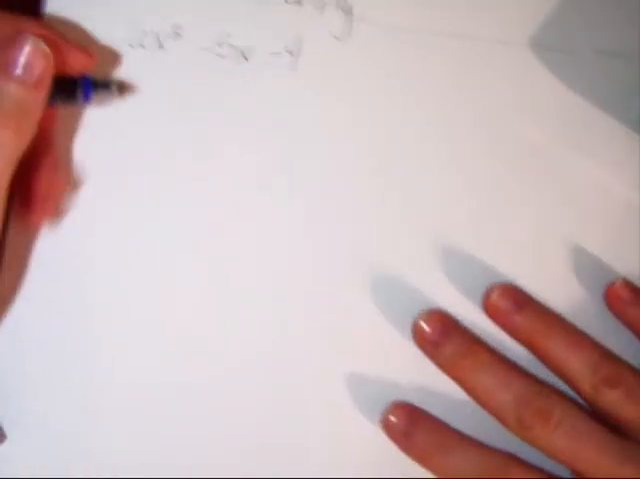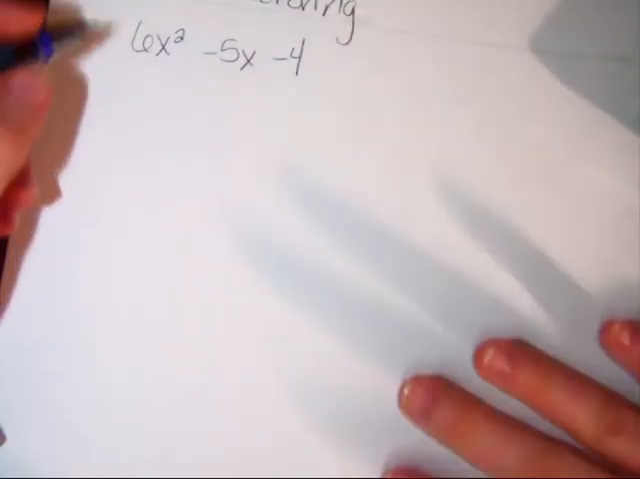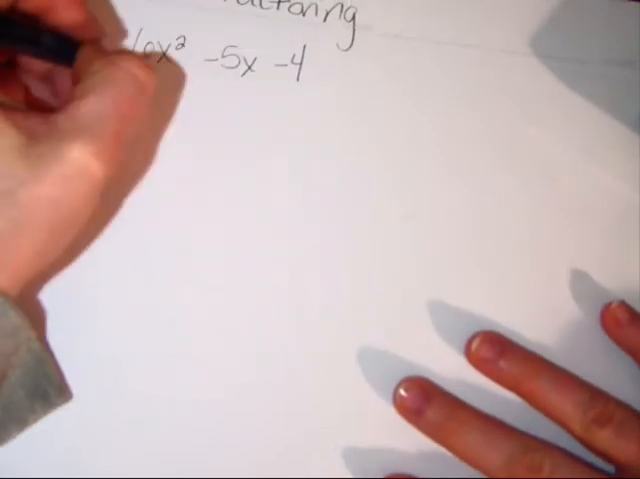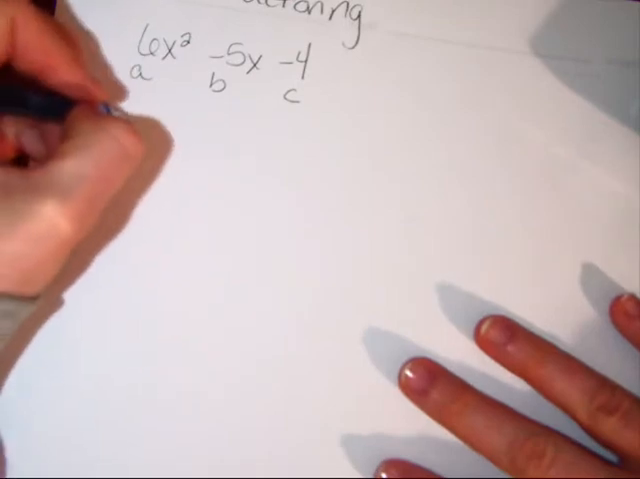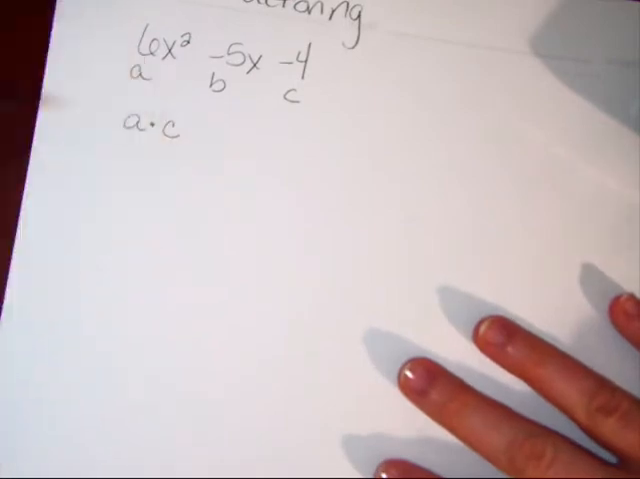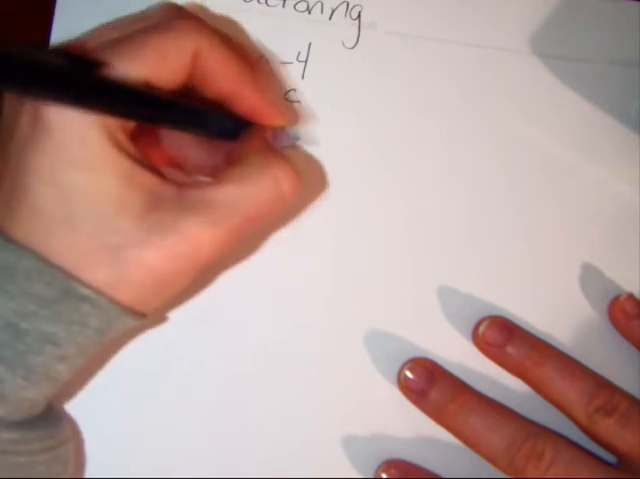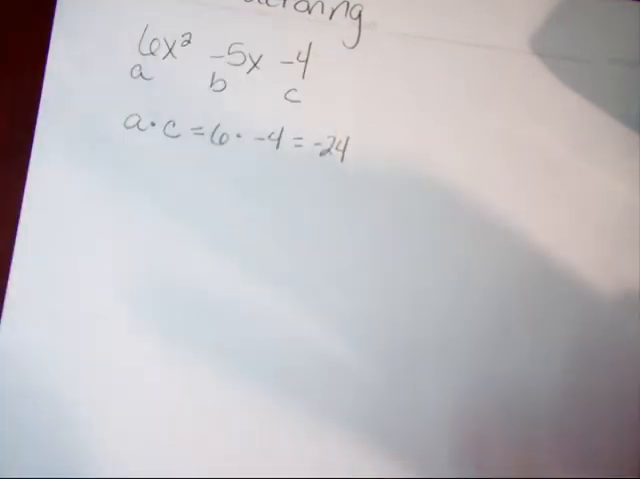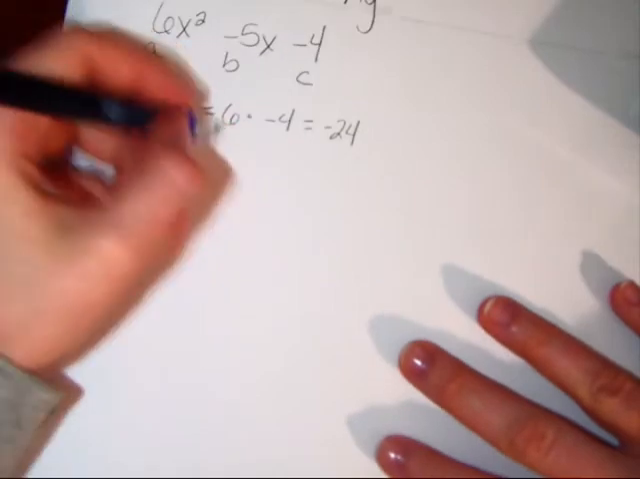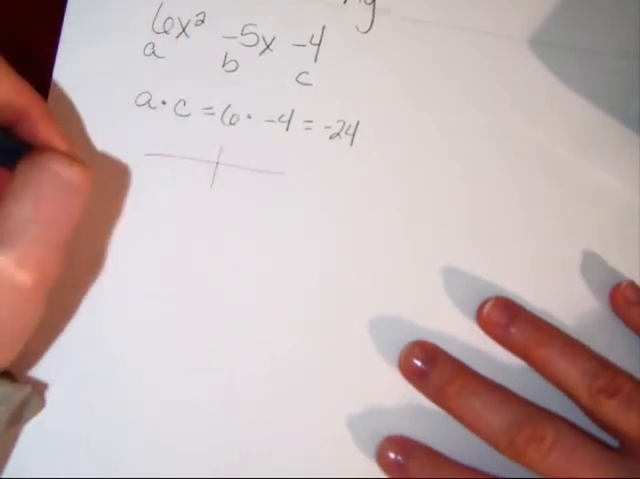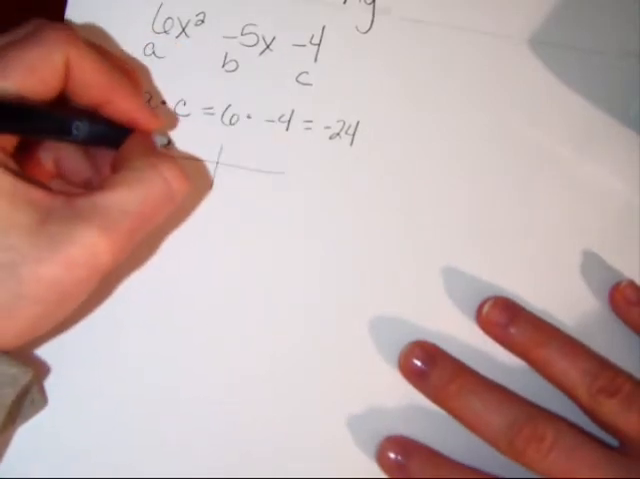The first thing you did with Miss Miles or Miss Evans or with Mr. Phillips is you took the two values, let's see, put an A, B, and a C by all these, and you did A times C. So in this case, you would do 6 times negative 4, and you would get negative 24. I hope this rings a bell. And then you would have made a chart, and you would have done A times C here.